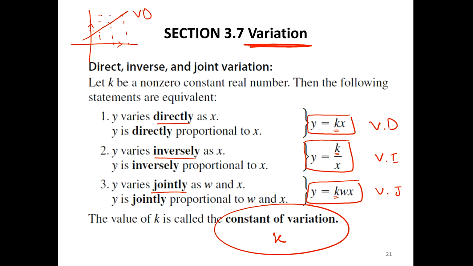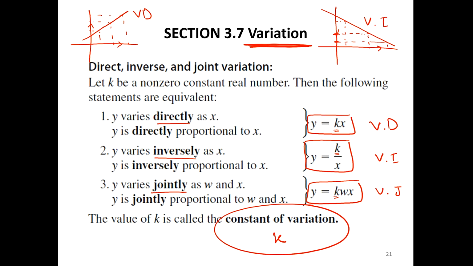But inversely, when X increases, we have a decrease in Y, like this. Look at this. We have X small but Y large. When X increases, we have a decrease in Y. This is varying inversely.